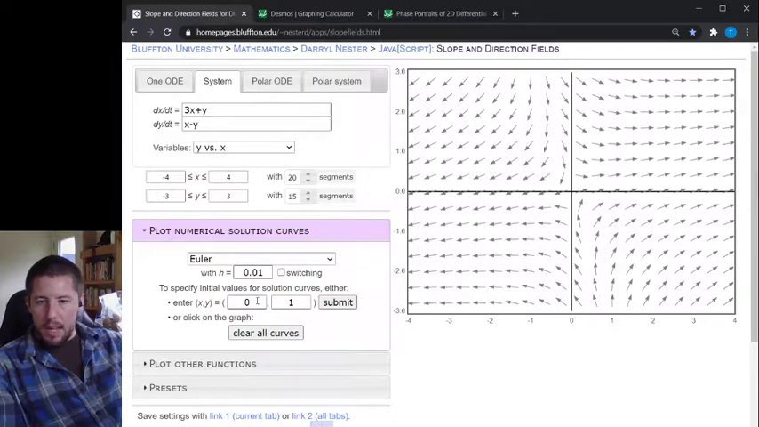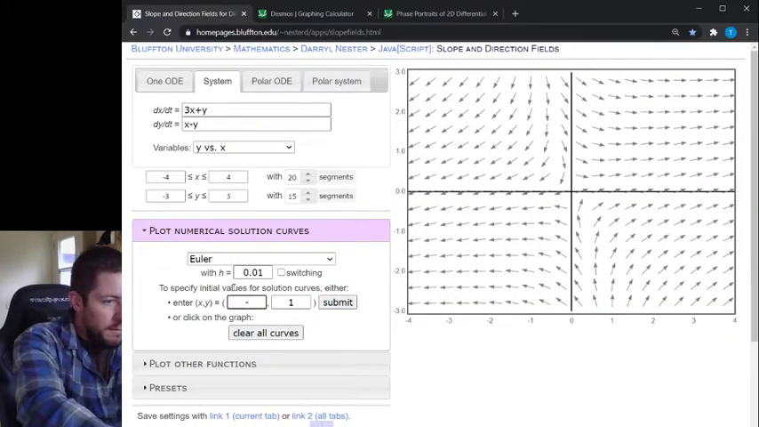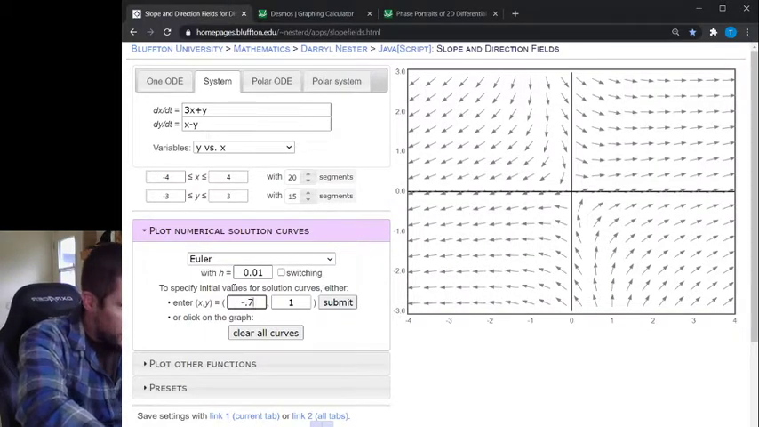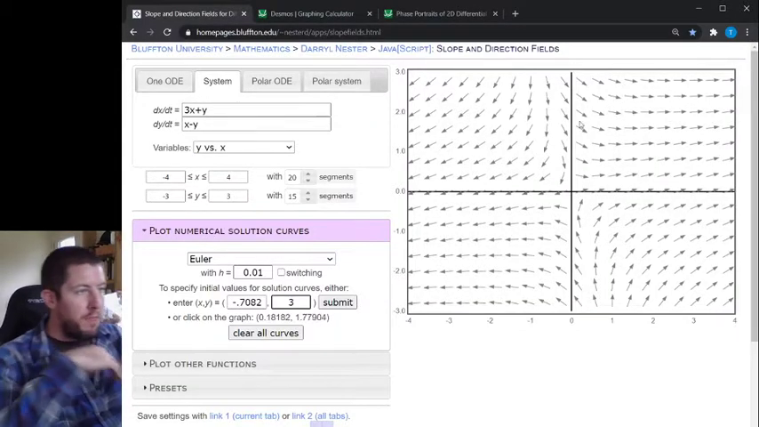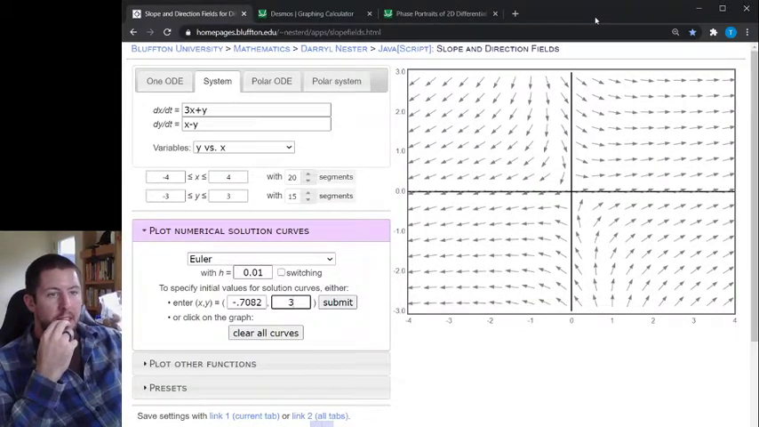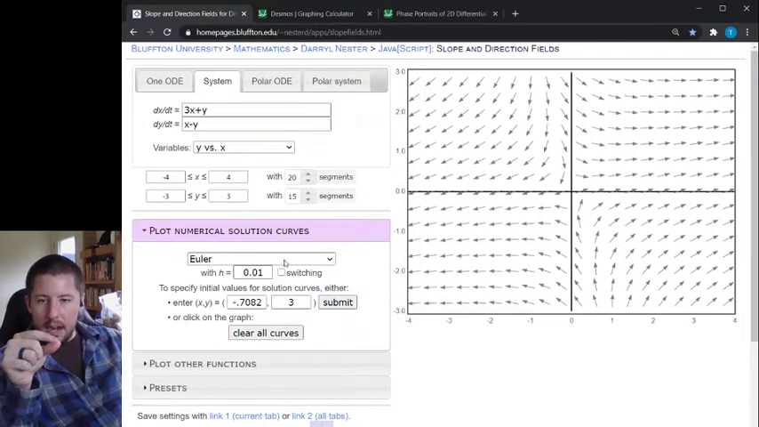So let's go ahead and plug in that kind of ridiculous initial condition that I gave right here. The initial condition that I gave was negative 0.7082 and a y value of 3. The thing that this one's going to do nicely for us is, oh, and by the way, I'm going to update this to RK4 as well, Runge-Kutta 4 right there.